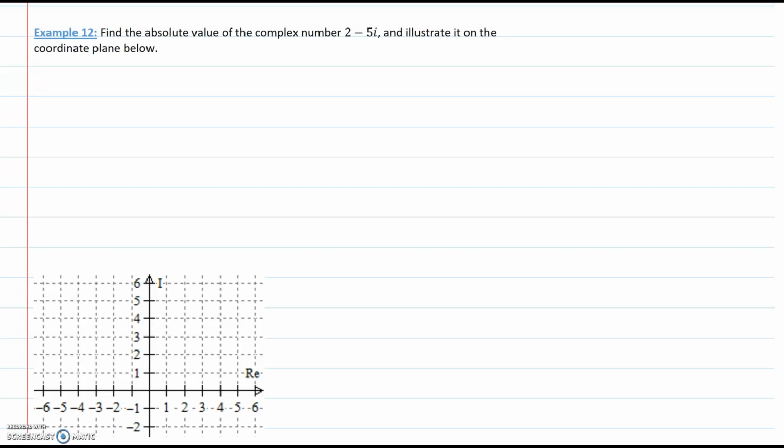Okay, so the question is to find the absolute value of the complex number 2 minus 5i. The absolute value of any complex number, sometimes called the modulus, let's say it's a plus bi, that's normally how we refer to this, is simply given by the square root of the first number squared.